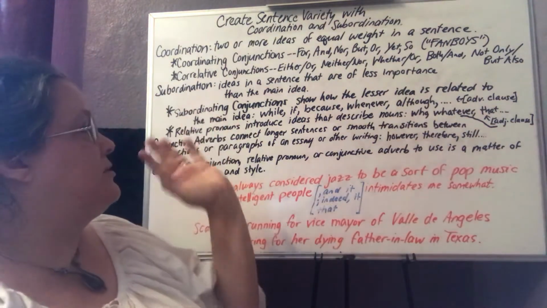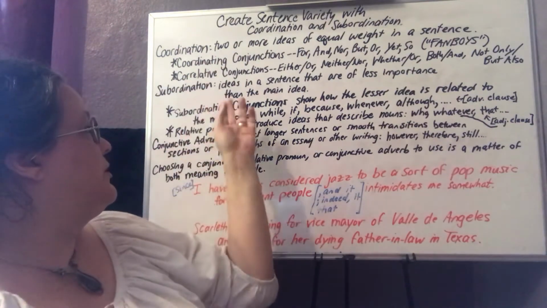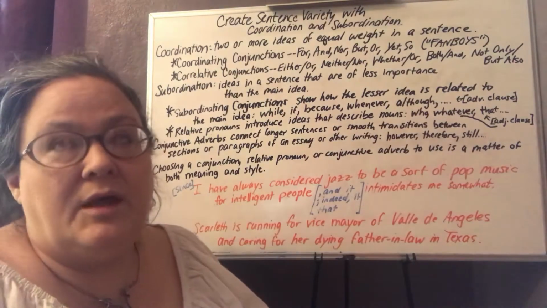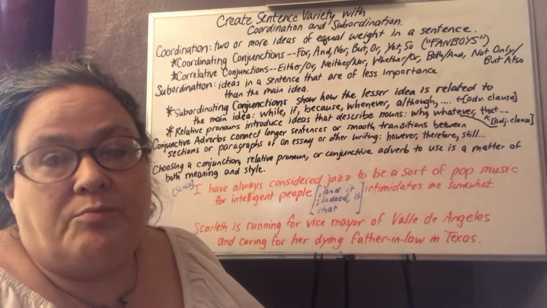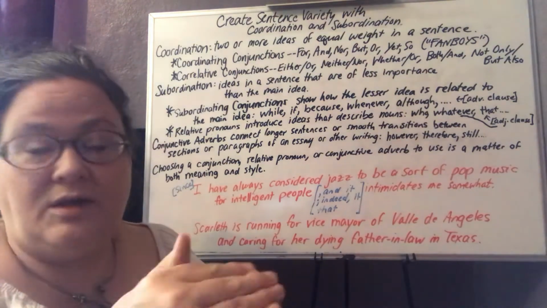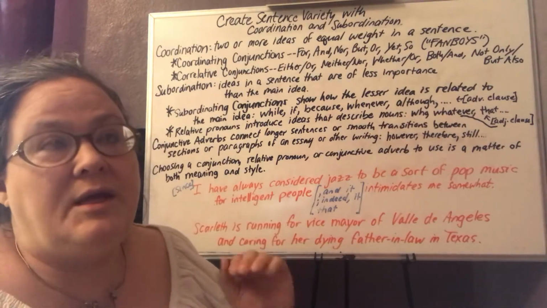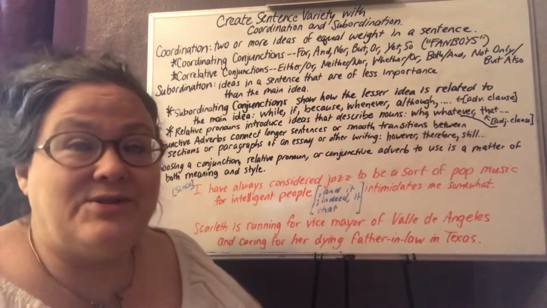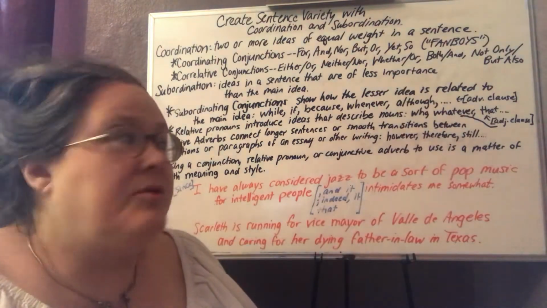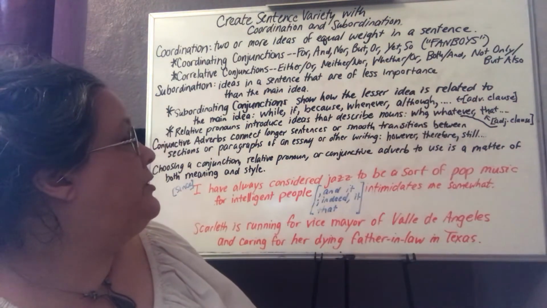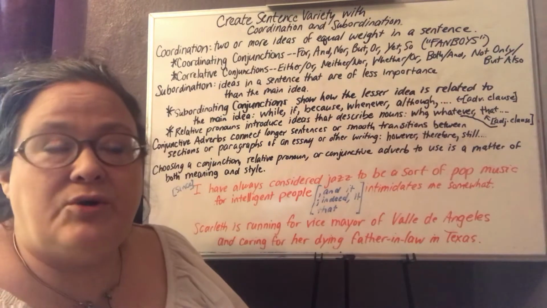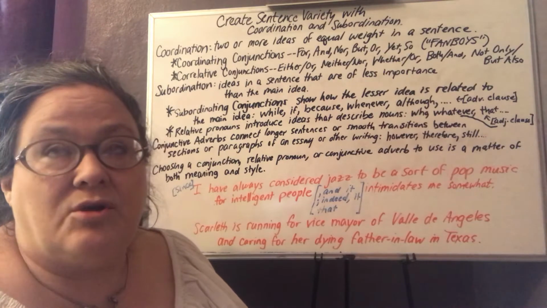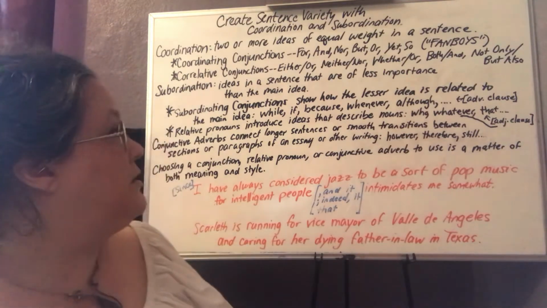Okay, subordination. Enough about coordination for the moment. Subordination: ideas in a sentence that are of less importance than the main idea. When you are reading a book, many times it will have a lot of subordinating conjunctions in it, and the reason is not only because it gives sentence variety, but also because it causes there to be kind of a flow and show relationships between ideas, and that in turn creates more interest in your writing.